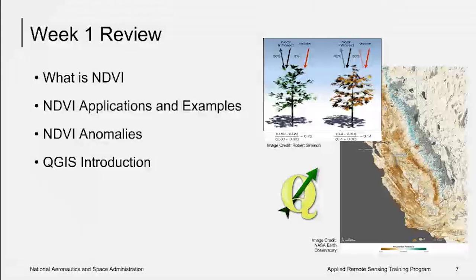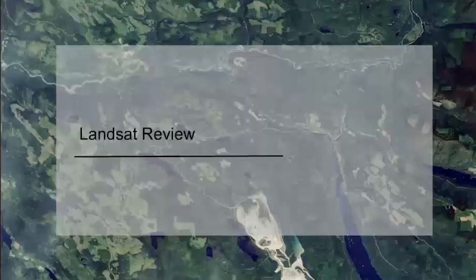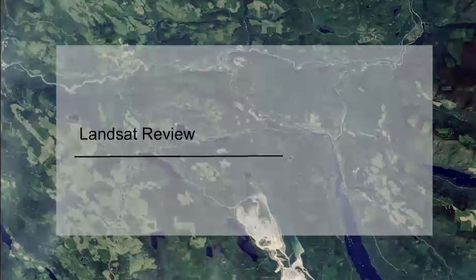For our in-class exercise, we introduced QGIS, showed you how to add vector and raster data, how to modify layer properties such as labels, and how to download Landsat imagery. As a quick review before we jump into our exercise, we will discuss the Landsat bands and the online data portals.